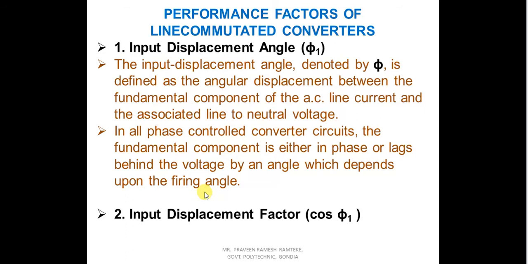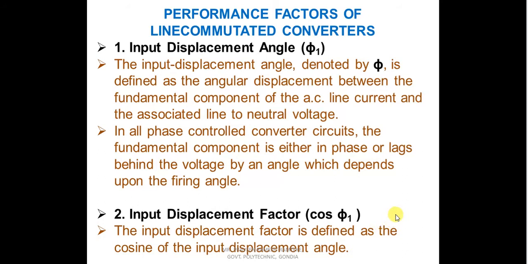Second parameter is input displacement factor, cos phi 1. It is defined as the cosine of the input displacement angle. So whatever is the phase angle between the line current and voltage, we have to take the cosine of that value.